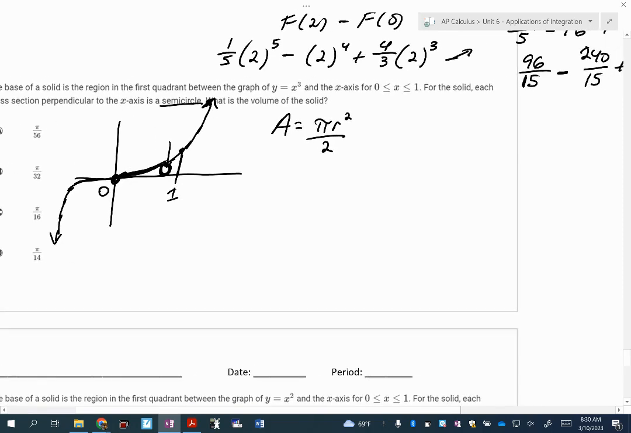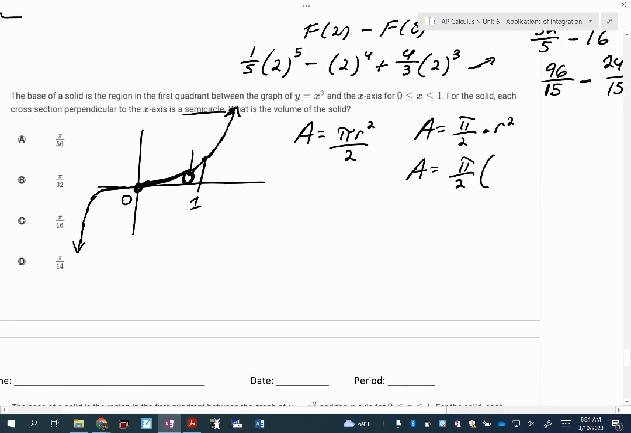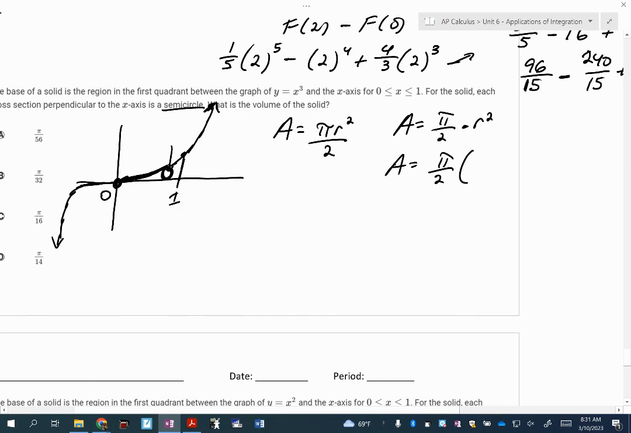So the way I think about this is I want to first move the pi over 2 away. And then because I am looking at this whole thing being the semicircle, I need to find the radius. And the radius is actually going to be that distance in half. So I actually have to take this function, which is x cubed, and divide it by 2.